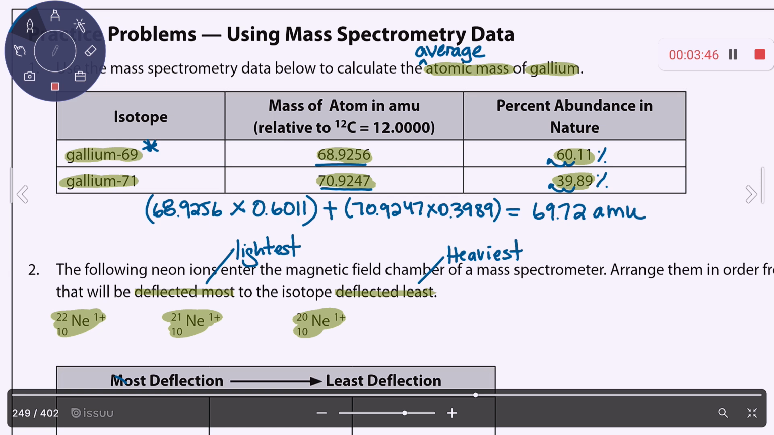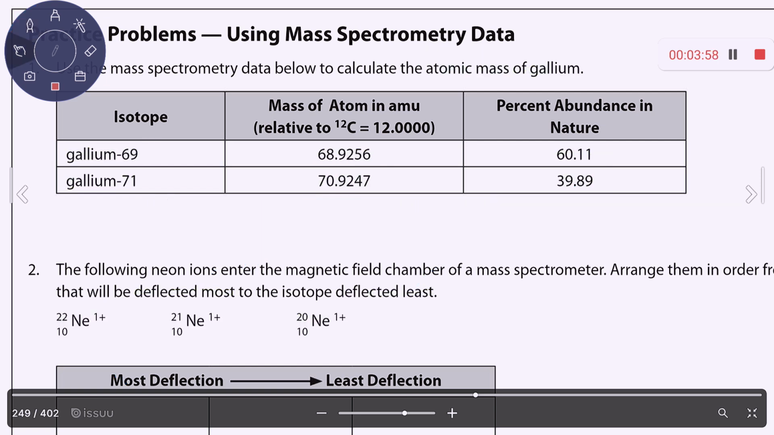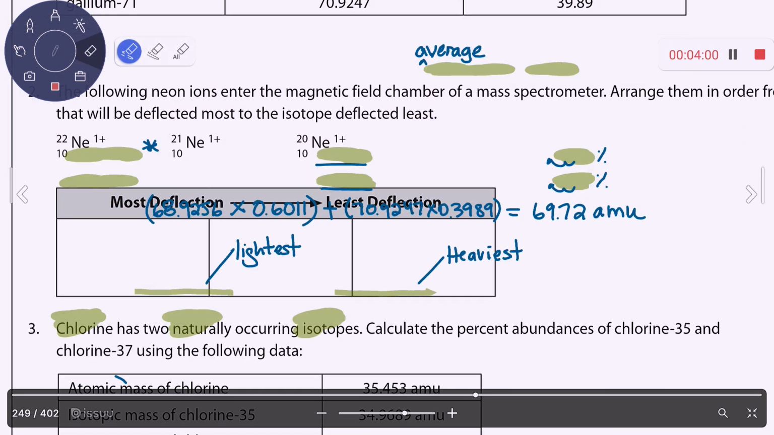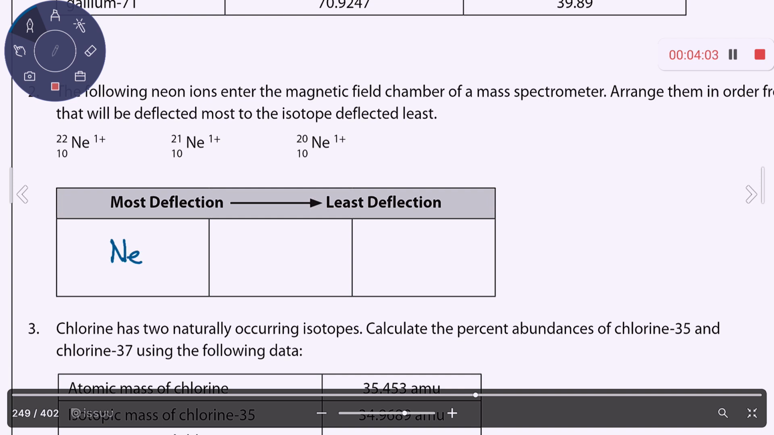Which one would that be? 20. Yeah. When you read these, this one would typically be read neon 20, this is neon 21, and this is neon 22. So under most deflection, we're just going to write neon 20. And then the least deflected would be which one? Yeah, neon 22. That means you would put neon 21 in the middle.